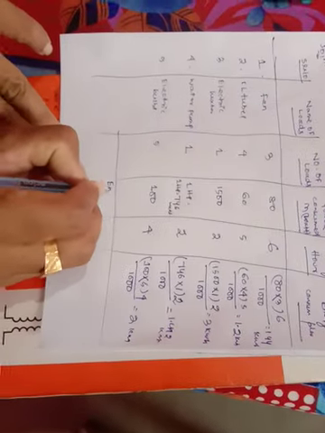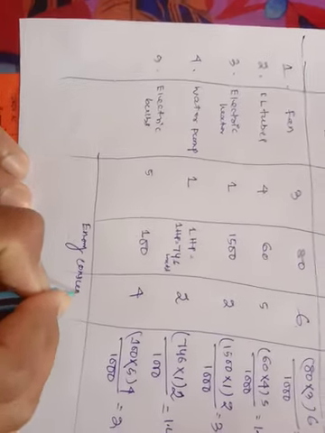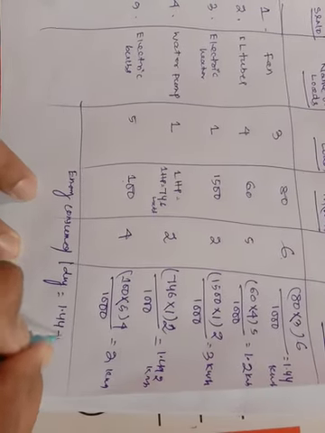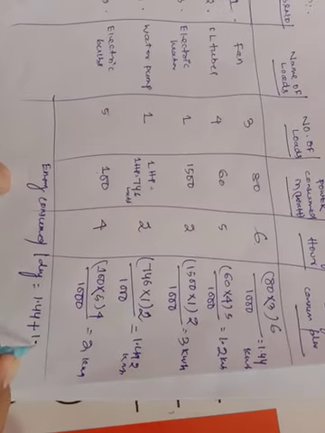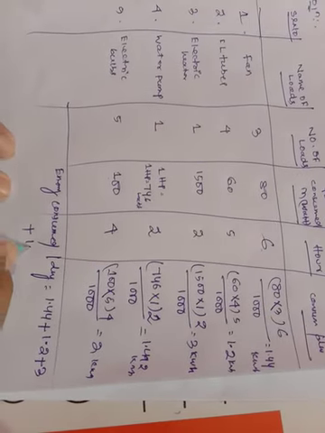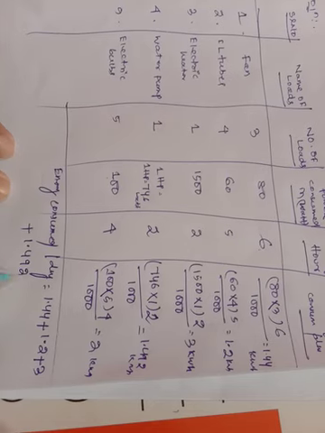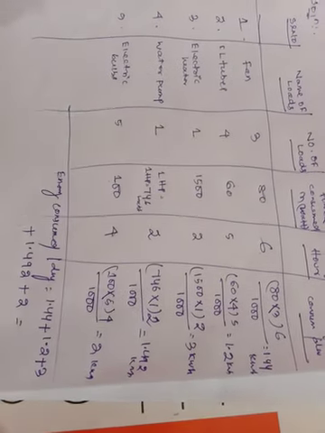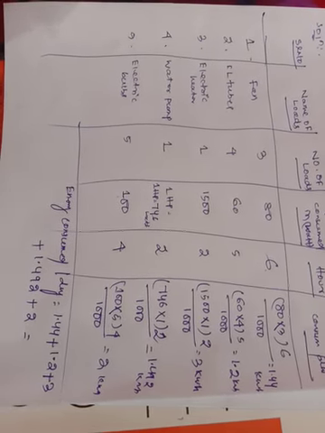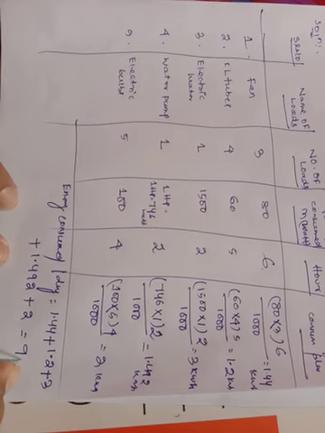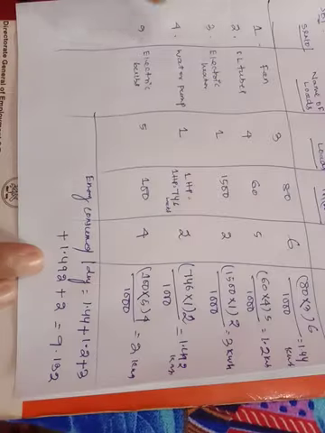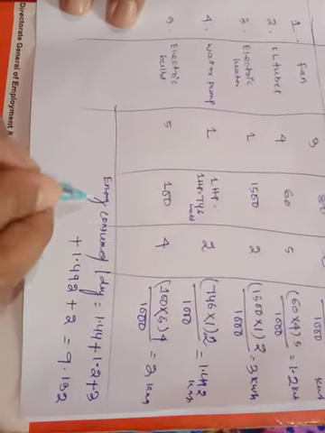So finally we get the sum for a day. Energy consumed per day equals 1.44 plus 1.2 plus 3 plus 1.492 plus 2, which equals 9.132. After calculating, we have the final value of 9.132 kilowatt hour. This is the consumption per day.